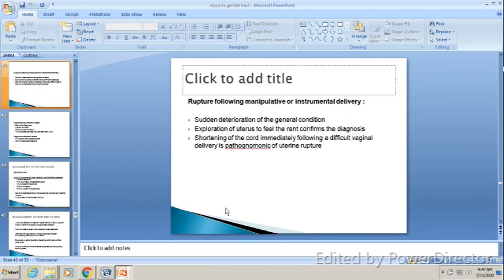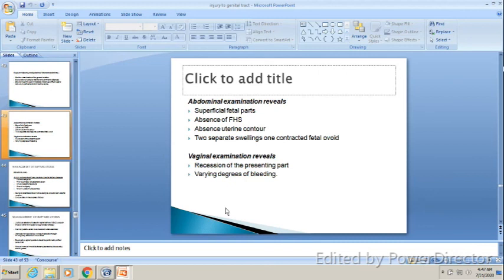Shortening of the cord immediately following a difficult vaginal delivery is pathognomonic of uterine rupture. It means there is always lengthening of the cord when there is separation of the placenta, but there is shortening of the cord after delivery of the baby if there is a rupture of the uterus. Abdominal examination reveals superficial fetal parts in case of rupture of uterus.